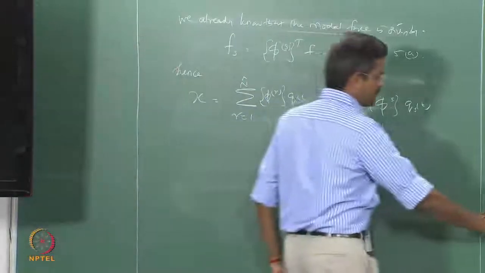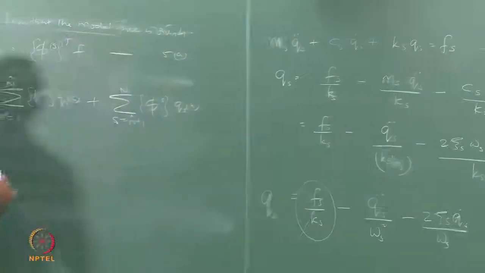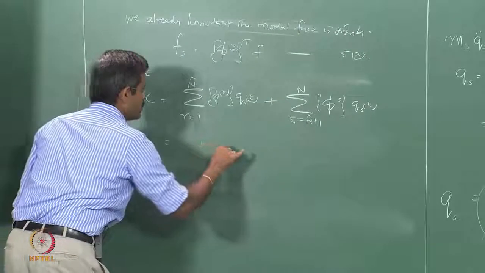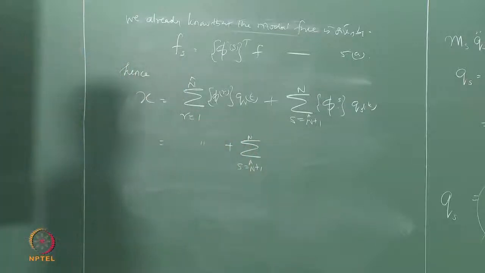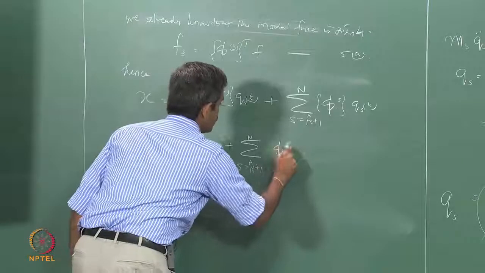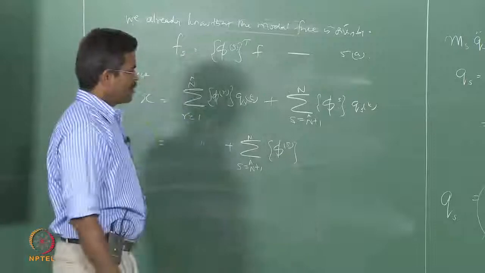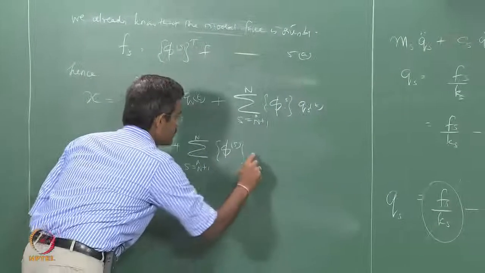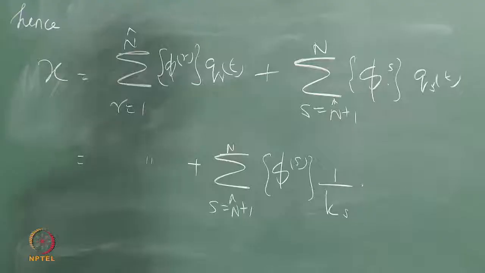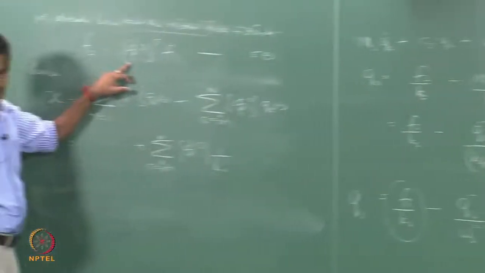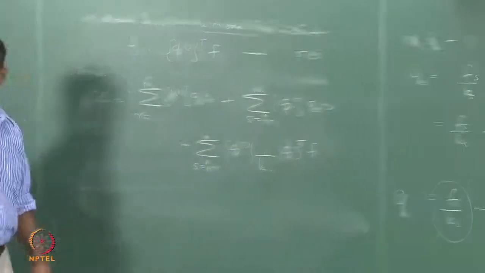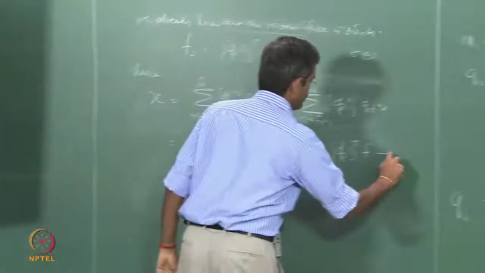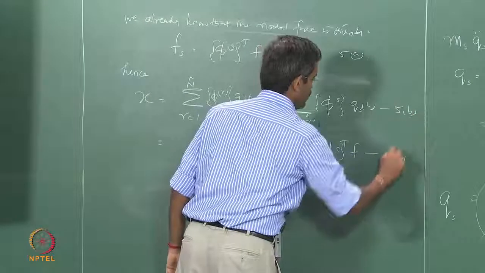Qs is of course having a static correction of this order, which is not neglected. So I will expand this portion, plus phi s. Qs is Fs by Ks, I will say 1 by Ks. Fs of course is the product of this, so phi s transpose of F. Okay, I call these equation numbers phi b and phi c.